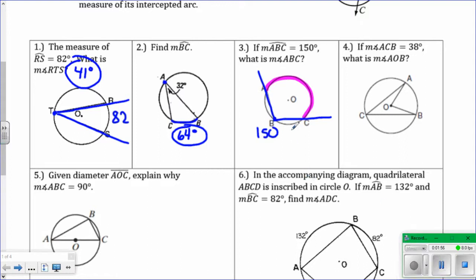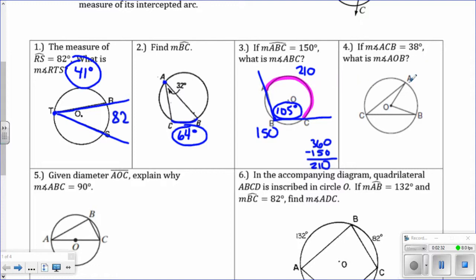But if we know that this arc over here is 150 degrees and a full circle is 360, what we can do is 360 for a full circle, subtract that 150, and we'll get 210. So that arc that I've highlighted is 210 degrees. Then if we want to find the measure of angle ABC, it's an inscribed angle. I take half of that intercepted arc, and half of 210 is 105 degrees. So there's our answer, 105.